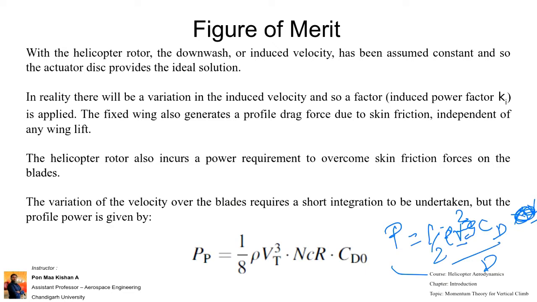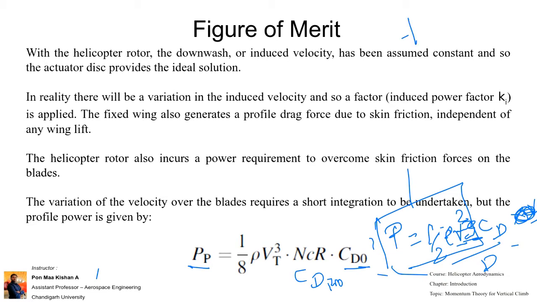Here we are going to see about the profile power only. The power which I have given is just mechanical power. So profile power is with respect to the profile drag alone, that is CD profile. That's why they have taken it as CD naught. S is the surface area, so the surface area of the rotor.